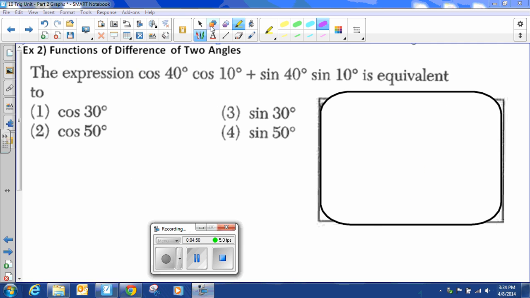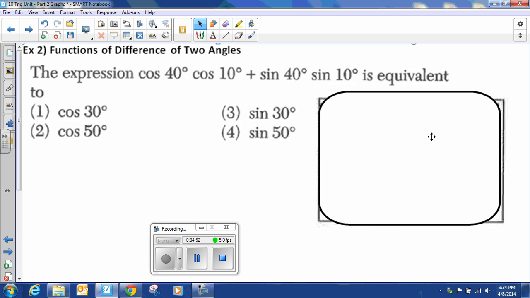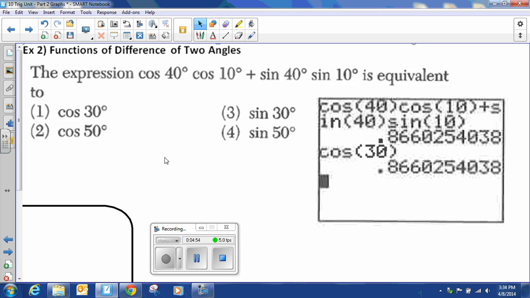Now we're going to do the same thing, but on the calculator. On the calculator, all you're going to do is type it in exactly as you see it. And you're going to go through your answer choices and match them up, and as you can see, cosine of 30 is 0.866, which, for those who have memorized the unit circle, is radical 3 over 2.